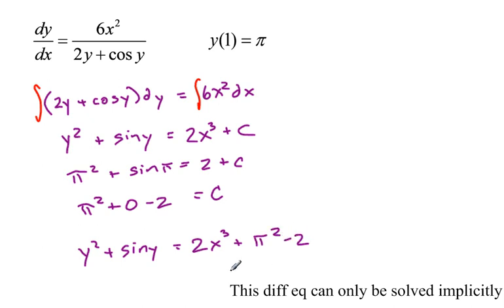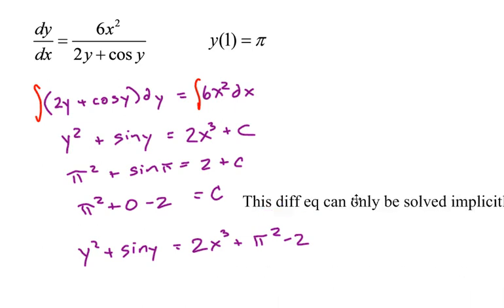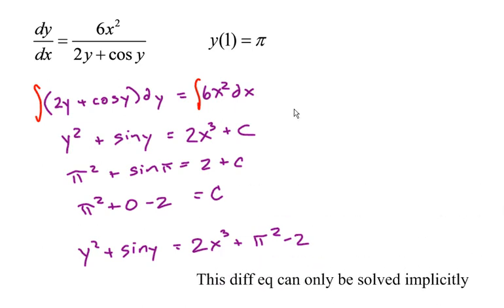All right, now if we tried to solve this for y, we get frustrated very quickly. And the whole point of this one is sometimes you can't solve for y. And we've got this little note down here that this differential equation can only be solved implicitly. Now when we say something can only be solved implicitly, that means it's not possible to solve for y.